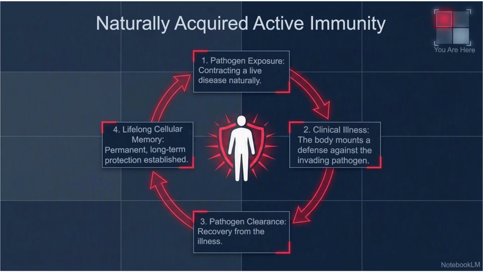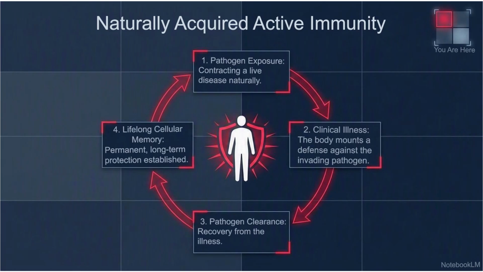So follow the cycle on the screen. It begins with pathogen exposure. You encounter a live, disease-causing organism in the environment. That can lead to clinical illness, the pathogen replicates, and while your immune system is still building its response, unfortunately, you get sick. This is the costly part of natural immunity. You pay for the protection by going through the disease process.